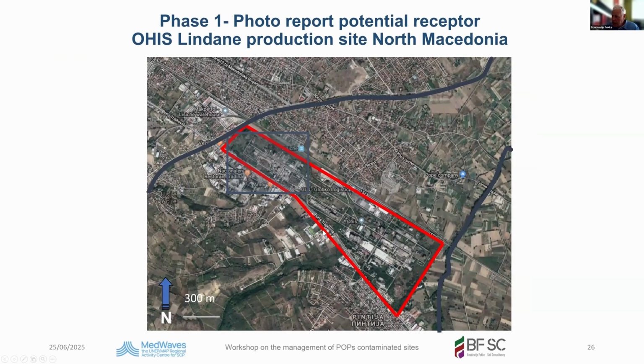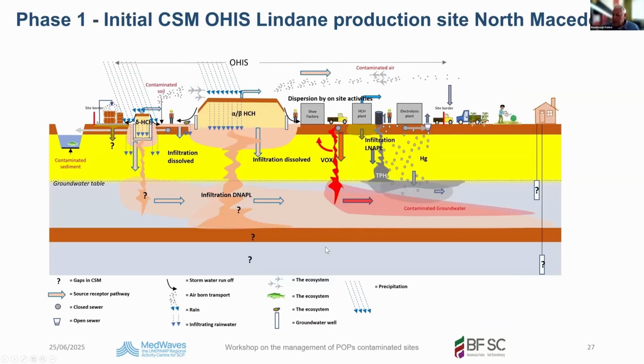This is the complete survey site, with scale and north arrow, and this site is far larger than the site I just demonstrated. Here is the blue area. I will give you some details about it. And this is the initial conceptual site model of a production site in North Macedonia. This is made based on my understanding of the situation on site.